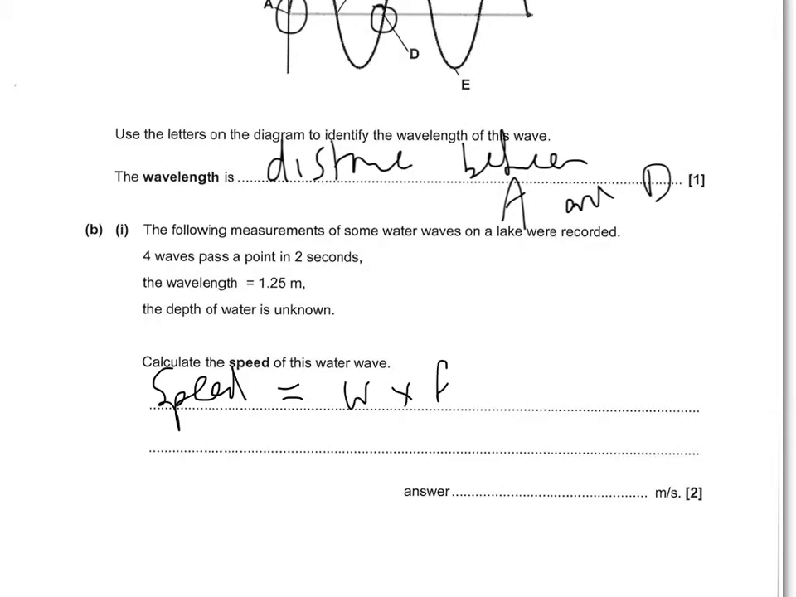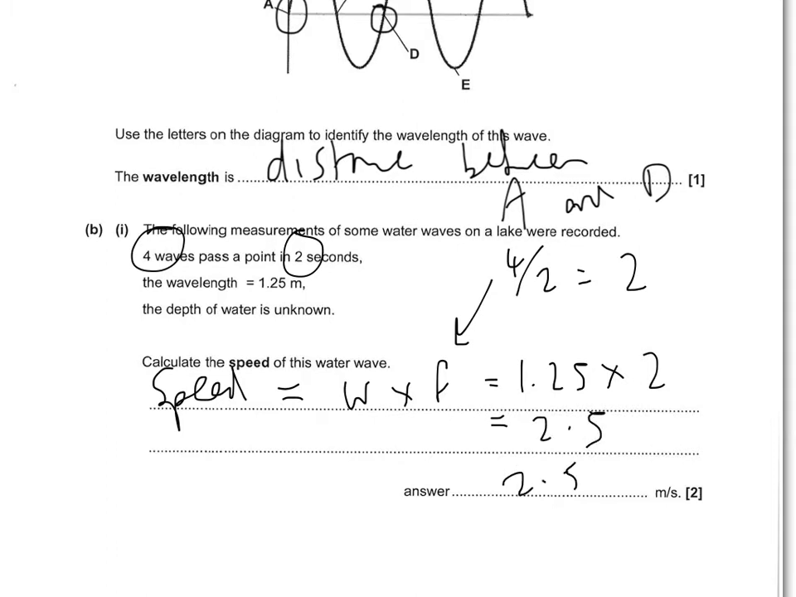Now the first thing to do is work out the frequency. It tells you 4 waves pass a point in 2 seconds. So the frequency is 4 divided by 2, which equals 2. There's 2 waves per second. So it's going to equal 1.25 times 2, which equals 2.5. And there's your answer, 2.5.